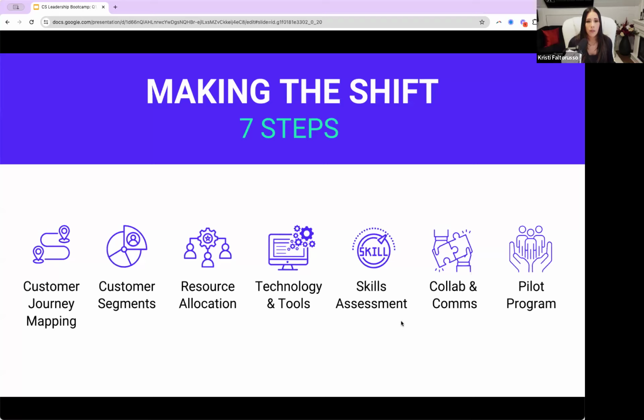Next, you have to focus on collaboration and communication. So obviously, this doesn't just impact your organization. It impacts everybody. It impacts marketing and sales and product and every part of your business.